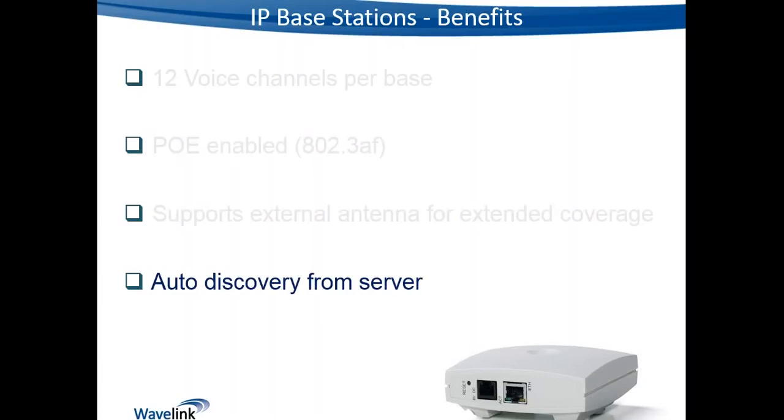Auto discovery from server. You can connect your IP base stations into the switch, and if they're on the same network segment as the DECT server, it can detect and discover those IP base stations. That makes our life as an administrator configuring that system a lot easier, because we don't have to go into each base and program them up, or have to find them first. We can just do that directly from the server. Makes things a lot quicker.